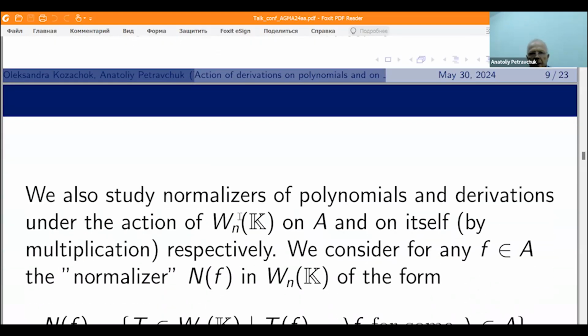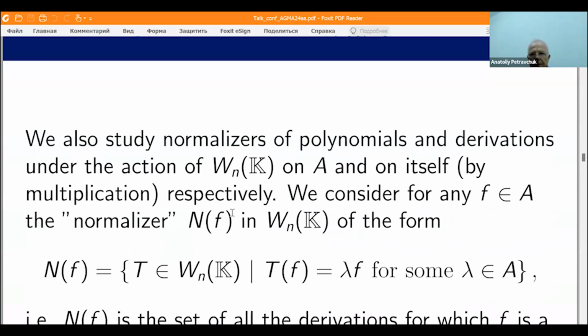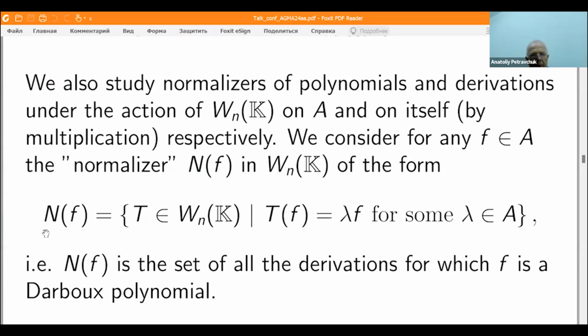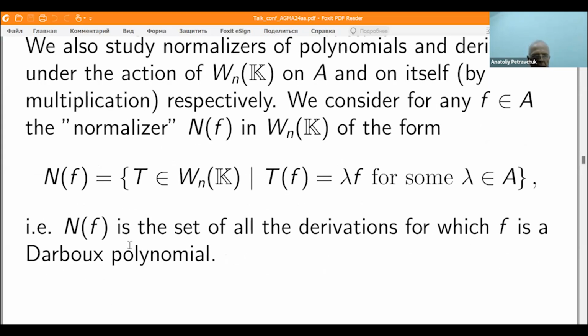We also studied normalizers of polynomials in derivations under the action of W_n(k). Here n is a natural number, acting on A and on itself by multiplication respectively. We consider, for any polynomial f in the polynomial ring A, the normalizer N(f) of f in W_n(k) of the form: N(f) is the set of all derivations T such that T(f) = λf for some λ in A. That is, the normalizers consist of all the derivations for which f is a Darboux polynomial.